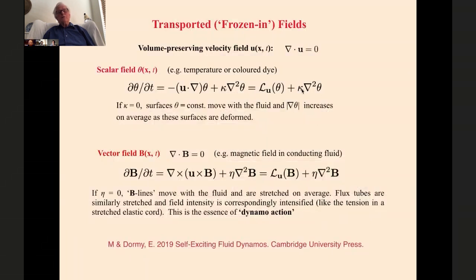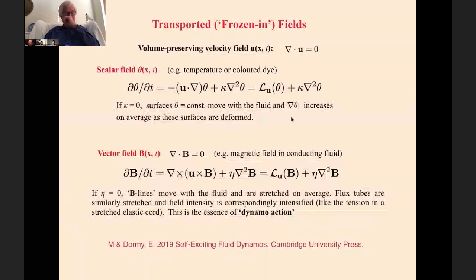And if that diffusion coefficient kappa is 0, then the surfaces theta equals constant move with the fluid. And as a result, grad theta increases in general, on average and in magnitude, as these surfaces are deformed, really because the volume between two surfaces theta equals constant is conserved, but their area increases. For a vector field, it's a little more complex.